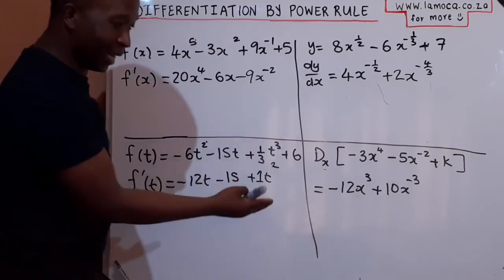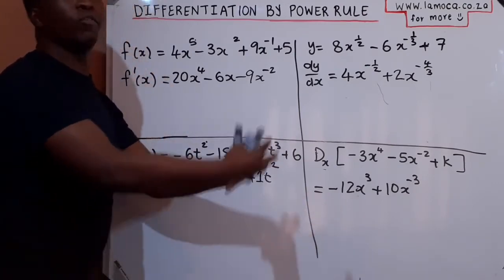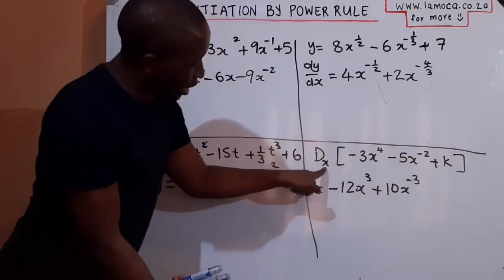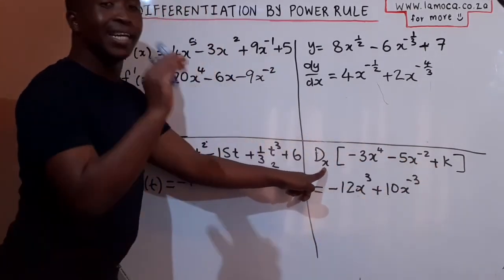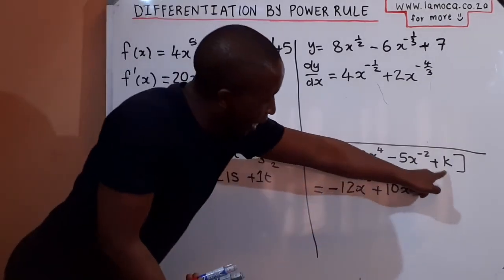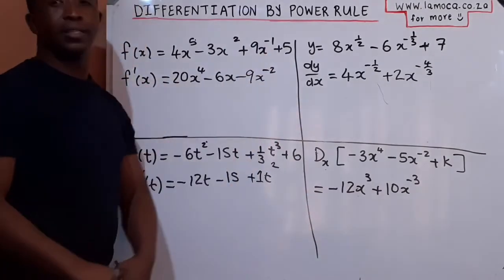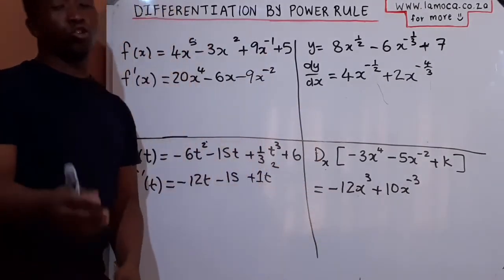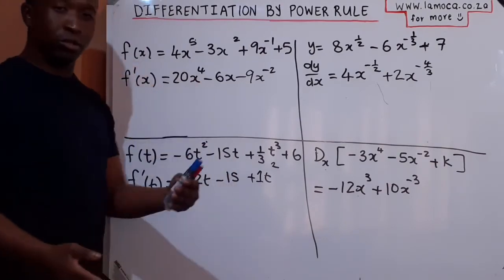But in this context, it is going to take the position of a constant. We are not deriving with respect to k, we are deriving with respect to x. So anything that doesn't have x on it, we treat it as a constant. So the derivative of k will just be 0. So we ignore that k that you see there. My final answer is minus 12x cubed plus 10x to the power of minus 3. And that's how you would need to derive this.